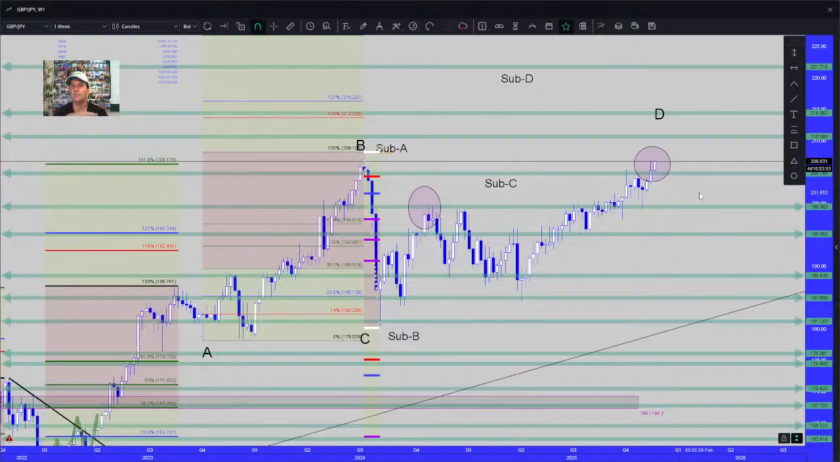The same rules apply. The sub C is the highest point, not necessarily a high, inside the sub A, sub B boundary before the market hits the appropriate sub D extension. Same rules apply. Which one is the sub C? First circle, second circle?